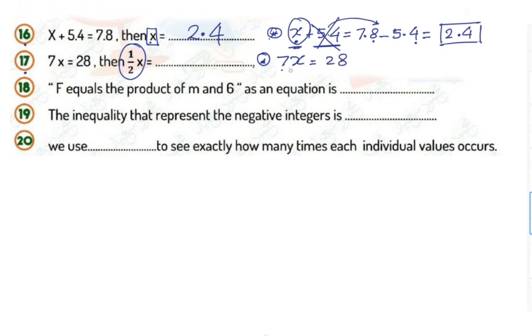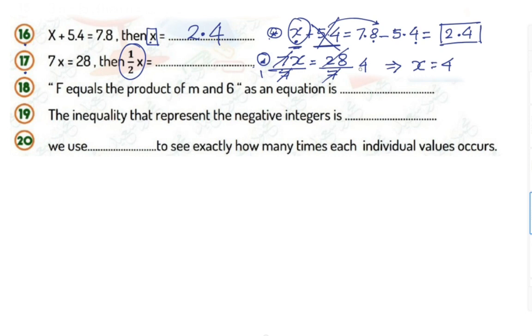Here the problem is this 7. I just need one x. So to remove this 7, I will what? Divide both sides by 7. 7 over 7 equals 1. 28 over 7 equals 4. So the value of x is 4.